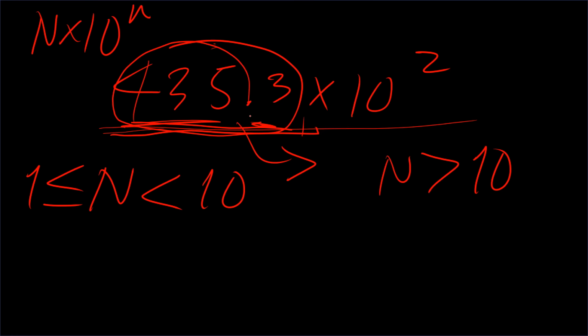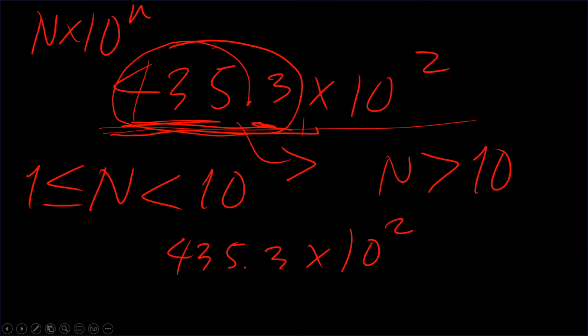So how do we now express 435.3 times 10 raised to 2 in the correct way of writing scientific notation? Step number 1: 435.3 times 10 raised to 2. The first step is to express this as its original number. So let's apply what we learned earlier. How do we express this as its original number?